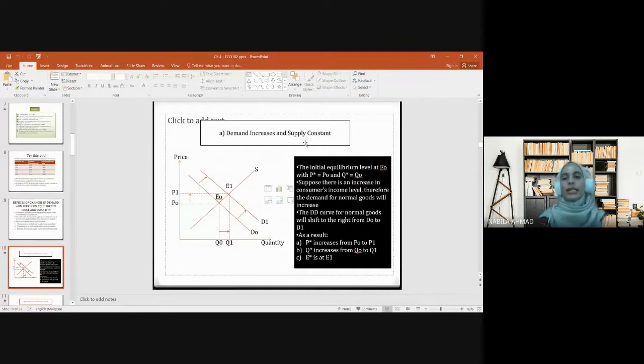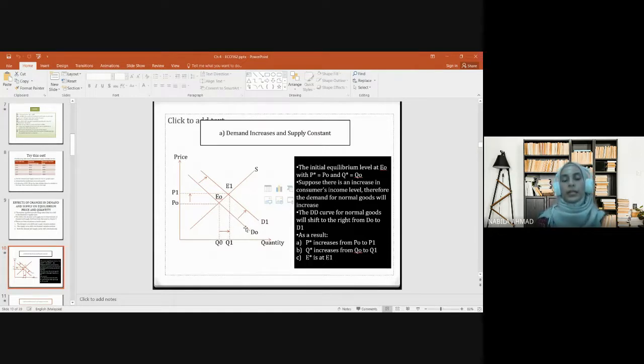So sebelum kita nak tahu apakah effect dia, kita kena sketch lah. So the initial condition adalah supply S here, D0 here. This is the equilibrium point, and this is the initial condition. So the price is P0, quantity is at Q0.